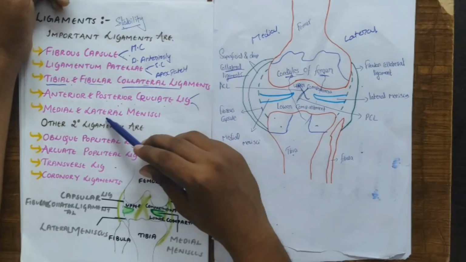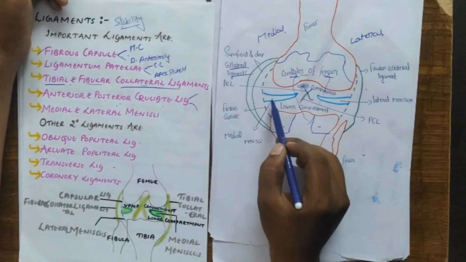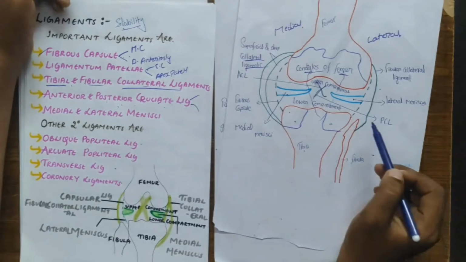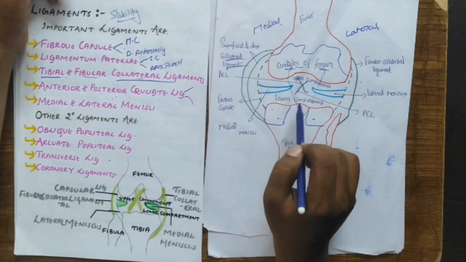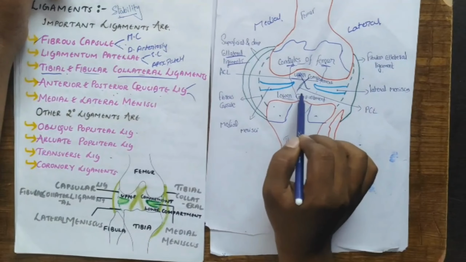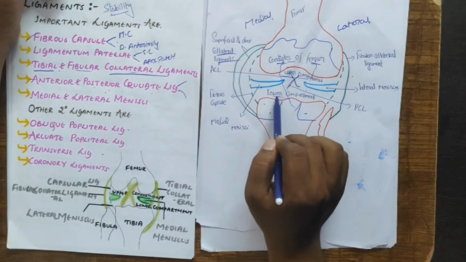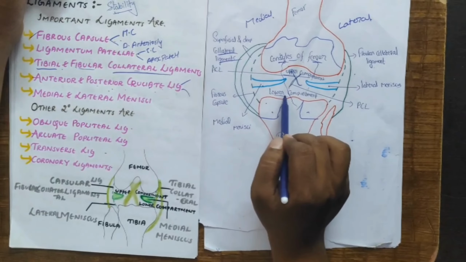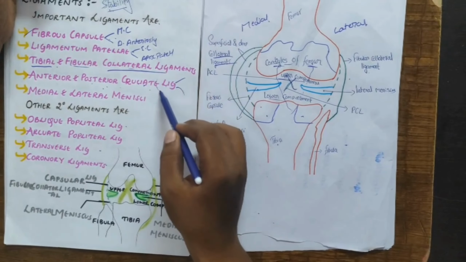And coming to the medial and lateral meniscus. This is the medial meniscus, this is the lateral meniscus. These medial and lateral menisci together divide the knee joint into 2 compartments, upper compartment and lower compartment. Upper compartment helps in flexion and extension, whereas lower compartment helps in medial rotation and lateral rotation. This is all about the primary ligaments of the knee joint.